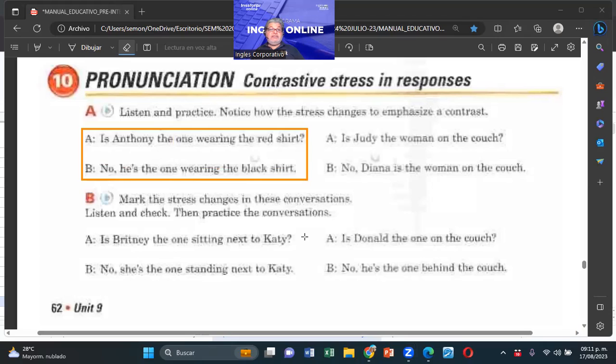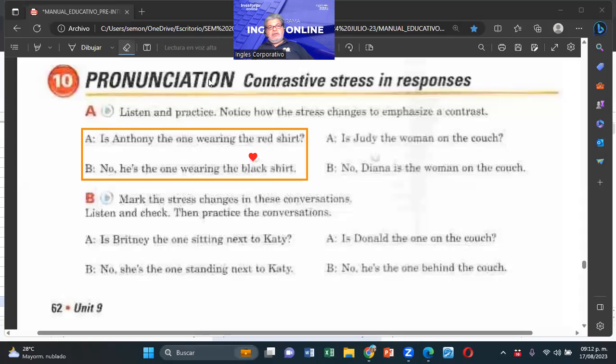You see the difference in the stress, in the intonation? So it's different in intonation. Is Anthony the one wearing the red shirt? No, he's the one wearing the black shirt. There is an emphasis here, to make a contrast between the one wearing the red shirt and the one wearing the black shirt.